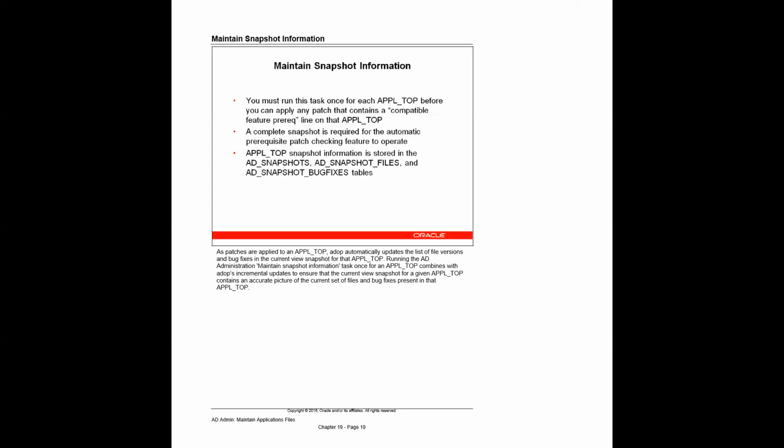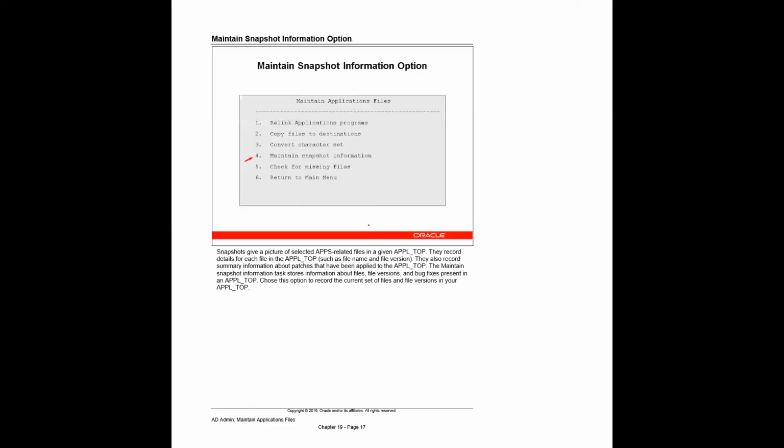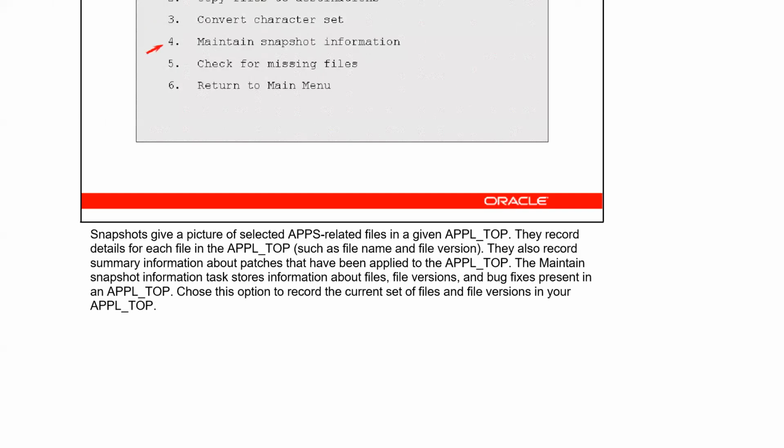While adding a language, I have used this option, so if you have run this command, you'll be more confident. Once Oracle told us to run this maintain snapshot in all the Apps Tops, we had 2 application servers, so we executed it. So the snapshot gives a picture of the selected apps files in a given Apps Top. They record details for each file. That's more important. When you apply the patch, at the end it will tell you updating the snapshots, right? It is updating the snapshot.